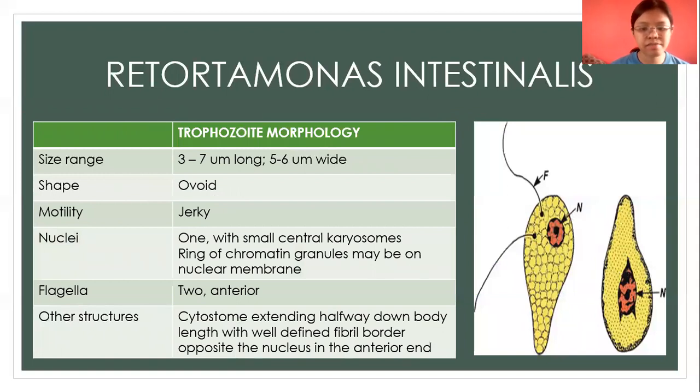Then trophozoite, size range is 3 to 7 micrometer long to 5 to 6 micrometer wide. So, shape niya is ovoid and motility is jerky. So it has one nuclei with small central karyosomes. It has ring of chromatin granules maybe on the nuclear membrane and has two flagella, while the cytostome extending halfway down the body length with well-defined fibril border opposite the nucleus in the anterior end.